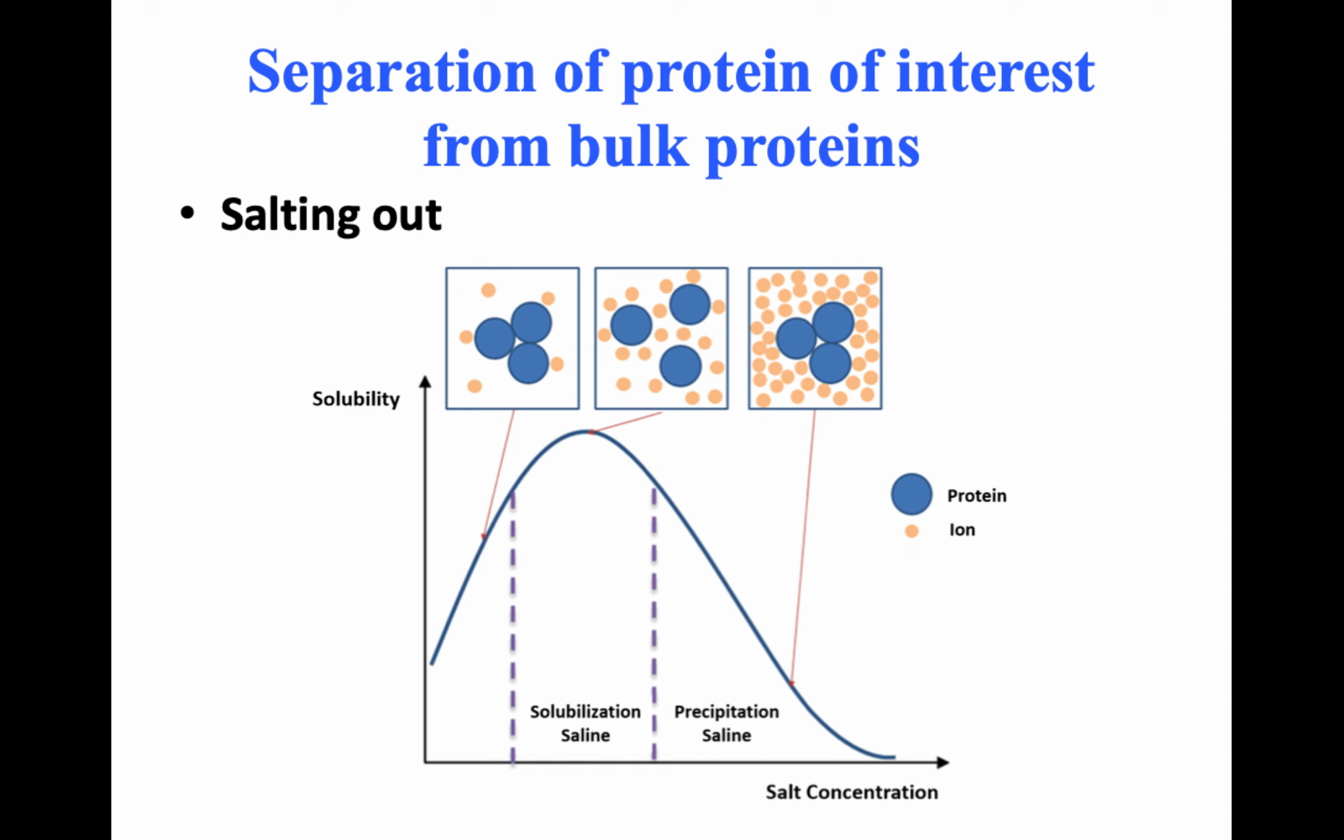If you keep on adding the ammonium sulfate, what will happen? The proteins in the sample are present in the soluble form. It is because the proteins on their surface have hydrophilic moieties or polar groups or charged groups. With the help of these groups, they interact with the water molecules. That's why they are present in the soluble form.